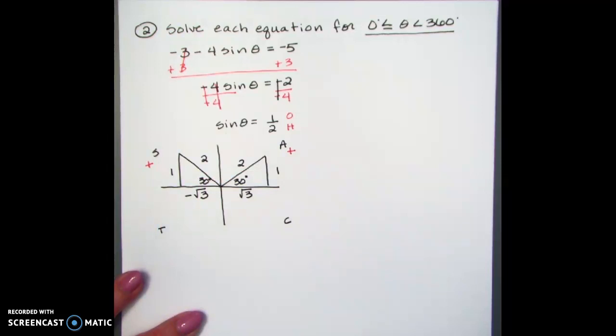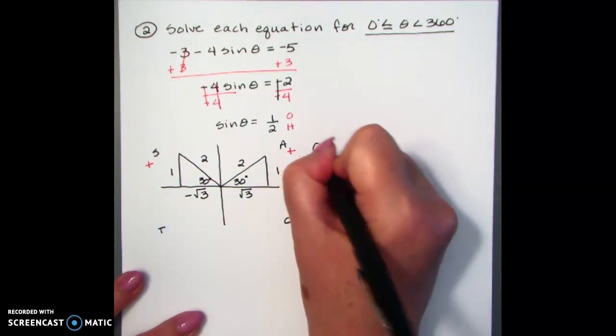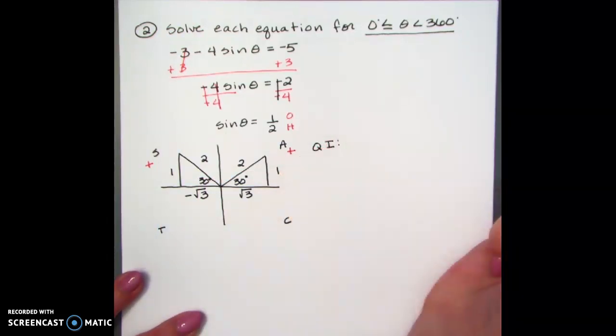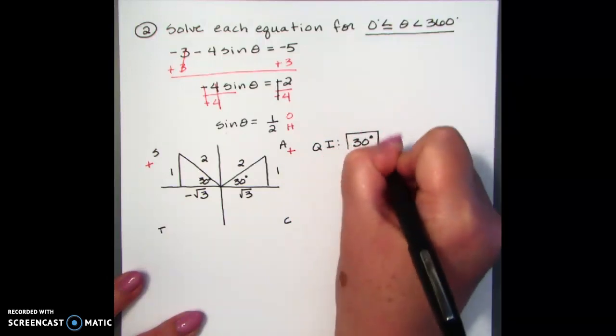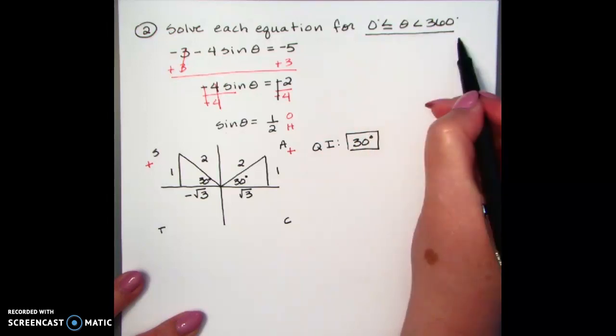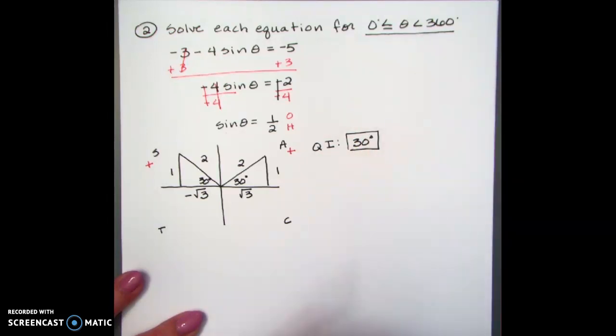So I do have two answers to this question. So I'm going to look at my quadrant 1 answer. And that is just going to be straight 30 degrees. And the question did say from 0 degrees to 360 degrees. So that implies we want the answer in degrees.